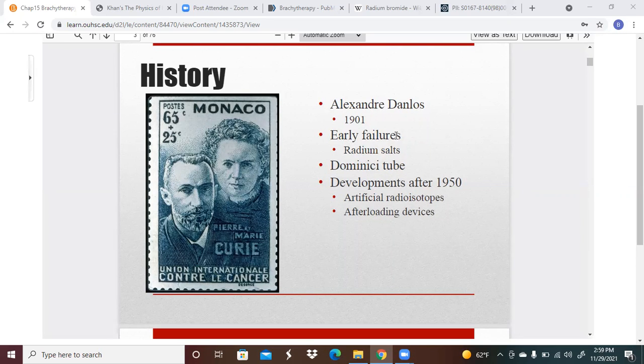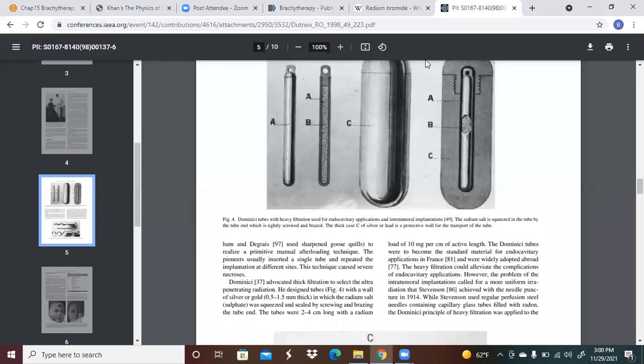one way to try to control some of the reactions that you have out of radium, some of the decays or whatnot, is to filter out some of the lower energies and maybe just get those that are penetrating to do what you need them to do. And that's where the idea of the Dominici tube comes from, which you can look at here. This is the idea of saying, hey, maybe if I take some of this material and encapsulate it and perhaps shield it using silver, lead, some other type of metal, you can filter out some of the things that you don't want and keep the stuff that you do.